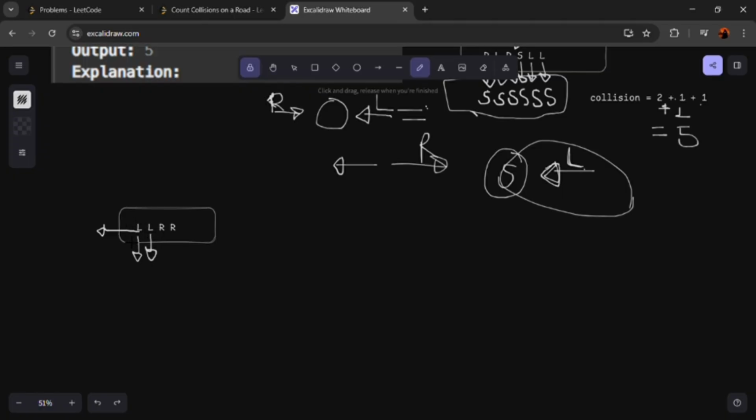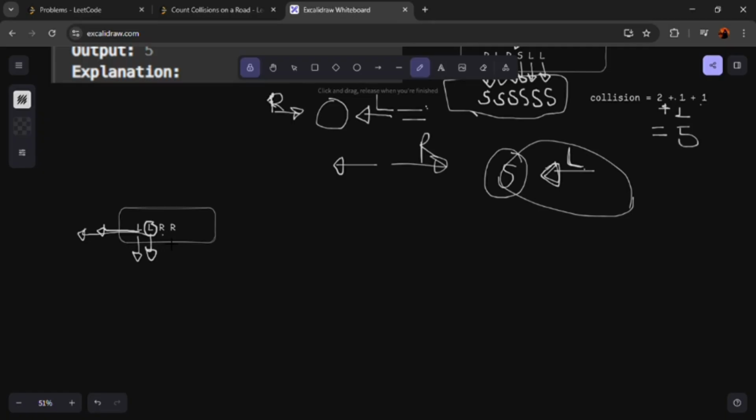There is no stationary car, and there is no right car which comes toward the left side. So this car will not collide with any other. Now this car will also move in the same direction that the previous car is moving, in the left direction, so there is no collision.